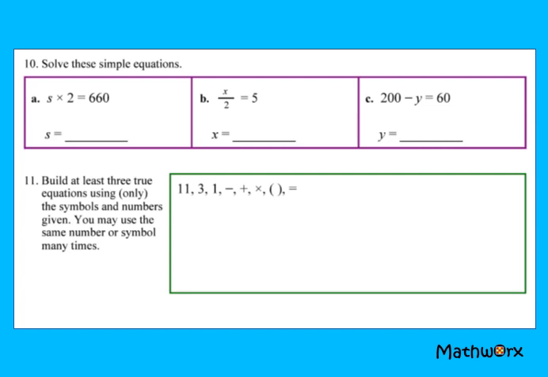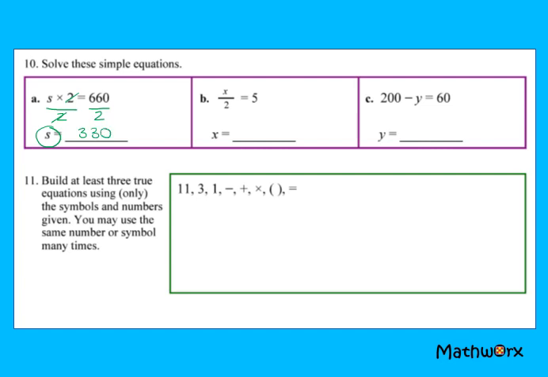Okay, let's do A together. S times 2 gives me 660. Now remember, when we try and get rid of this times 2, we have to divide. So divide by 2 on the left-hand side. And what you do on the left-hand side, you do on the right-hand side. So 660 divided by 2 as well. We get rid of the 2, leaving S all on its own. And 660 divided by 2 is 330.